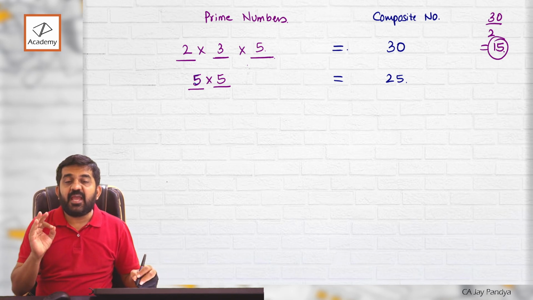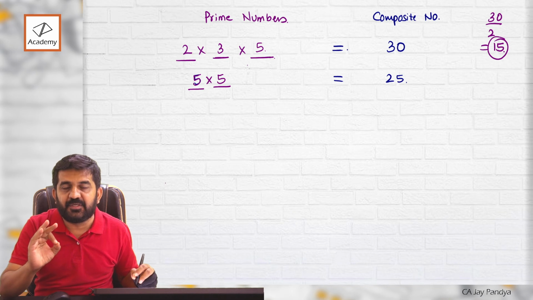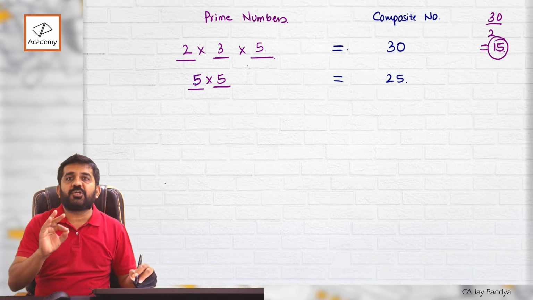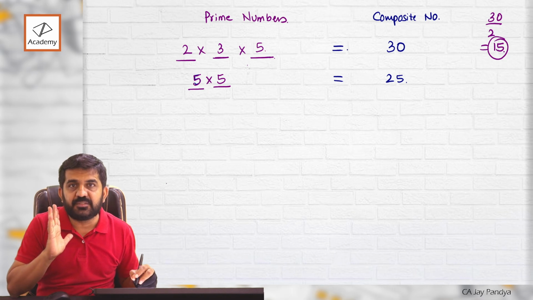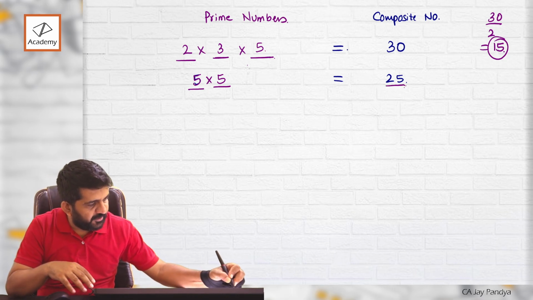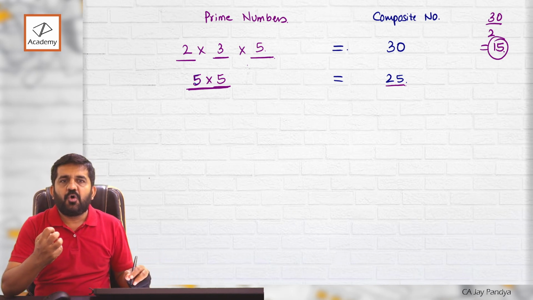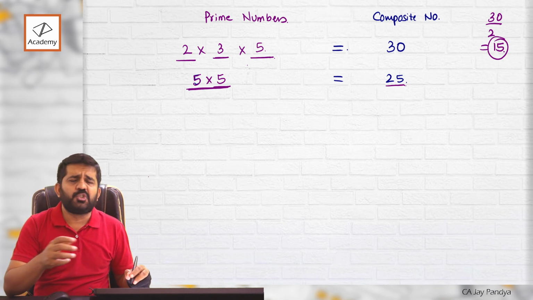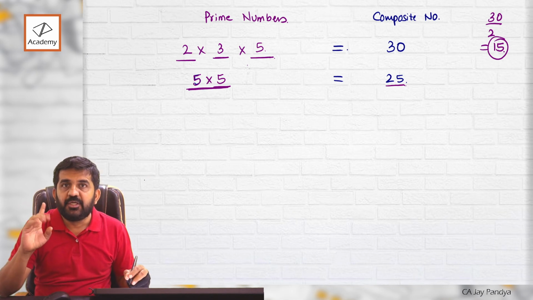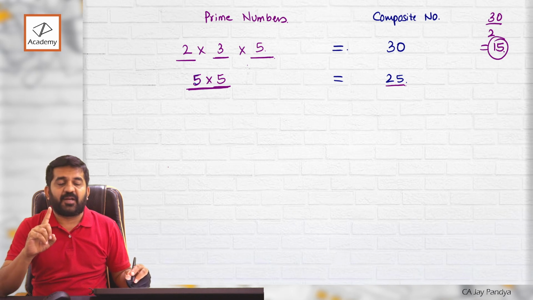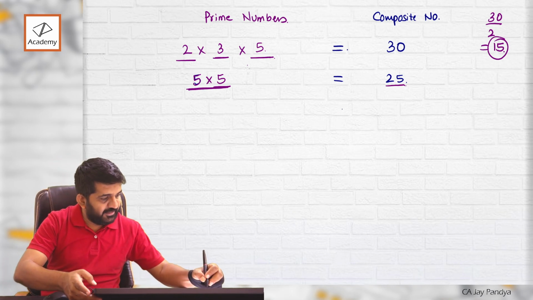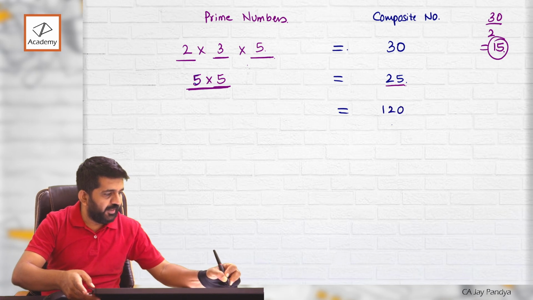Prime number. Any composite number will be product of prime numbers. Product means multiplication of prime numbers. You take any number in this world, it will be product of prime numbers. Let me take this: 120.